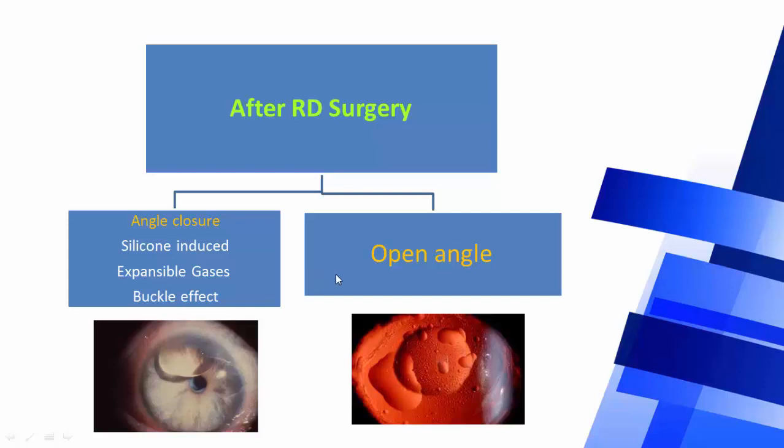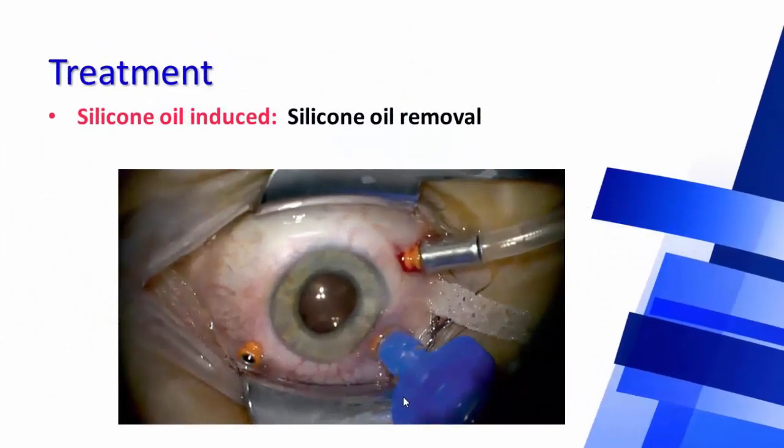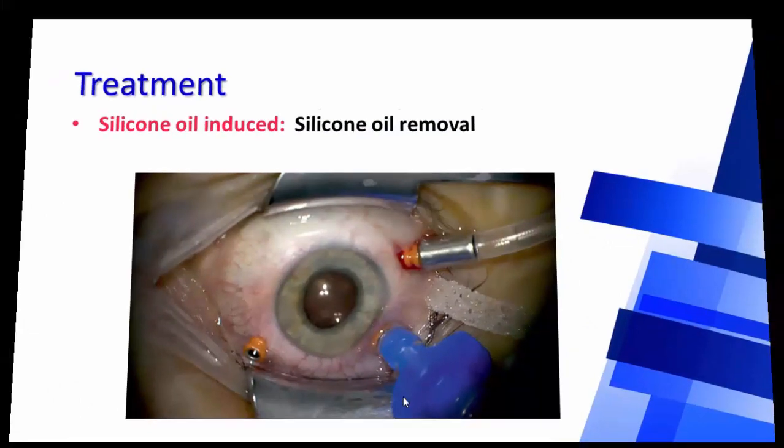The second type of glaucoma after retinal detachment surgery is the open angle type, which is caused by emulsified silicone. This emulsified silicone, especially if it is not removed early, can pass through the anterior chamber, through the angle and to the trabecular meshwork, and causes blocking of the trabecular meshwork and a rise of the intraocular pressure. The main treatment here, especially of silicone oil induced glaucoma, is silicone oil removal.